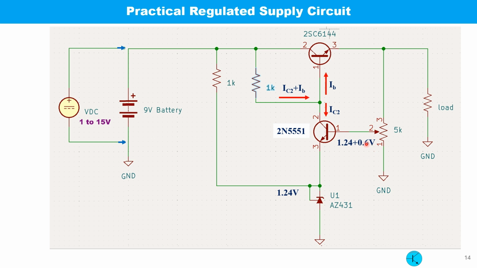If the voltage at this base tries to increase more than 1.75 volt, the collector current IC2 will increase and the base current IB will be decreased as a result. As a result, the output voltage will go down until the voltage at this point comes back to 1.75 volt.